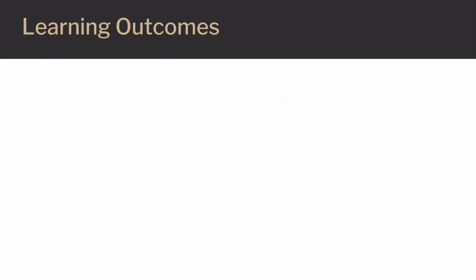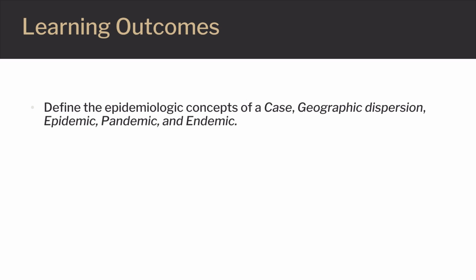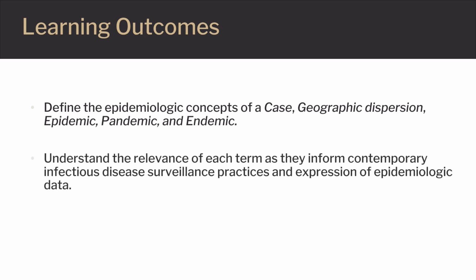The learning outcomes associated with this presentation are to: 1. Accurately define the basic epidemiologic terms of geographic dispersion, a case, as well as epidemic, pandemic, and endemic disease conditions. And 2. To understand the relevance of these terms as they inform the field of surveillance epidemiology, and how disease data are expressed as a function of how disease spread within specific populations, over land masses, and across time.